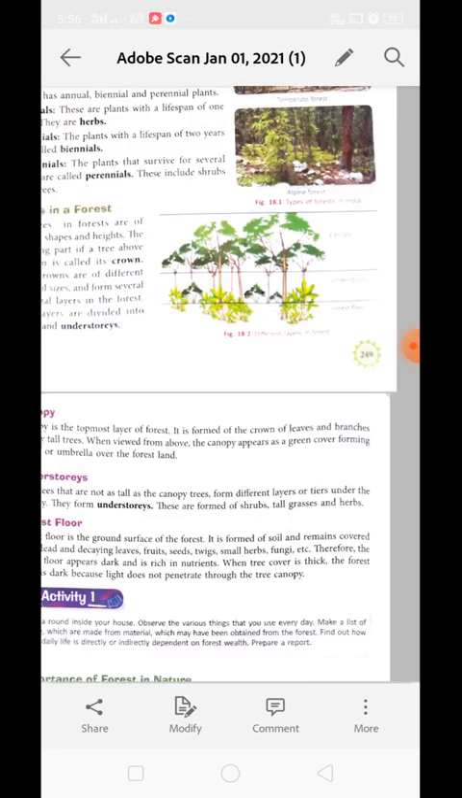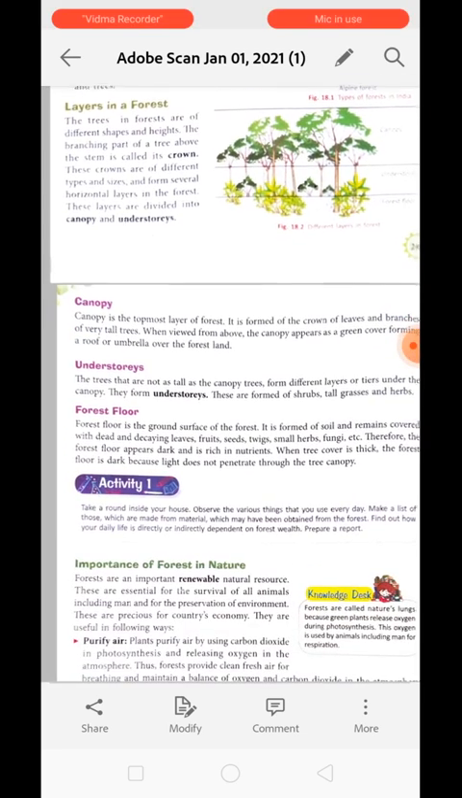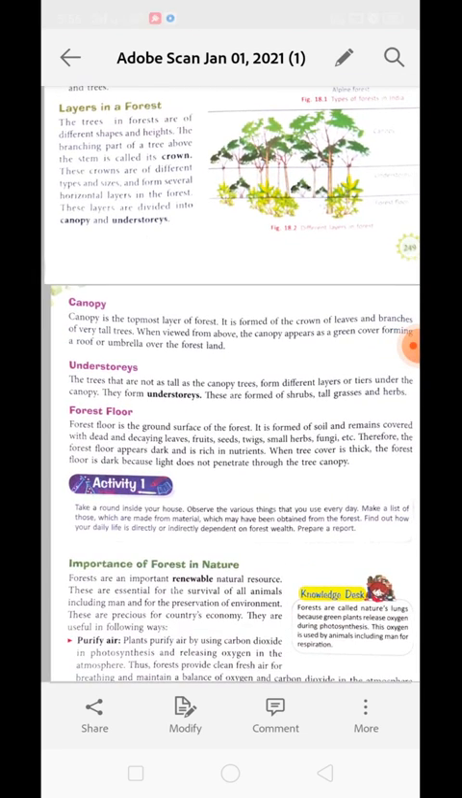Now over here we have an activity. This activity is to take a round inside your house and observe the various things that you use every day. Make a list of those which are made from material that may have been obtained from the forest. It means trees. Find out how your daily life is directly or indirectly dependent upon the forest wealth. Prepare a report. Like the furniture that you are using, it is made up of wood, which is a part of a forest, right? So you will make a list of it.